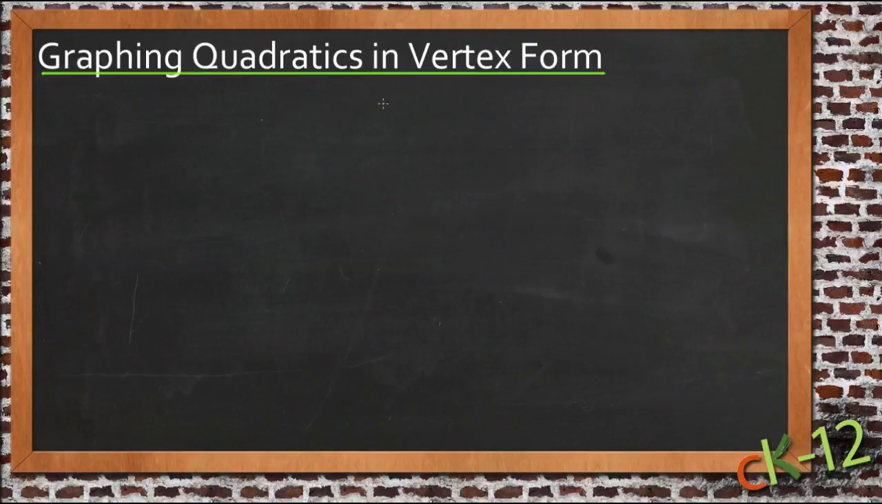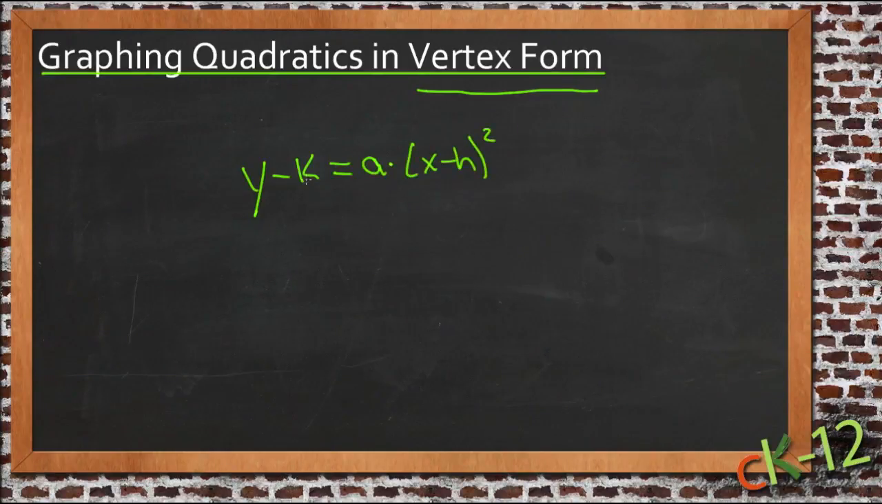As I mentioned in the other video, the vertex form is really sort of custom made for graphing parabolas. Y minus k equals a times (x minus h) squared. The reason it's so nice for that is all we have to do is look at what k and h are, and the point (h, k) is our vertex, and then we just look at the sign of a, and we can tell whether the parabola goes up or down.